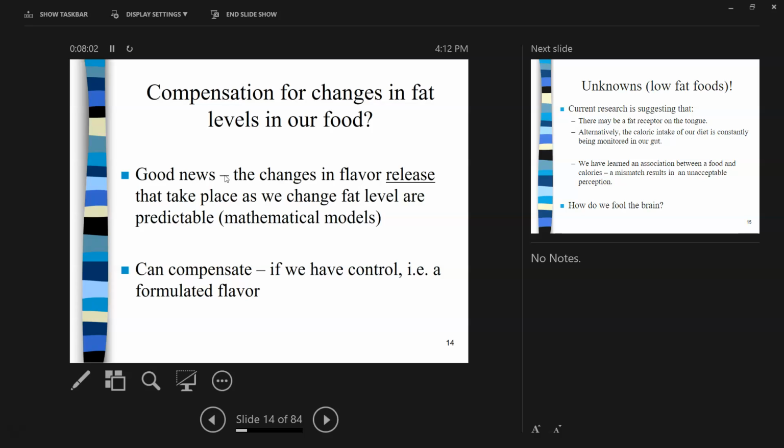So if it's a synthetic flavor, I know every chemical, I know the concentrations, I can fix it. If it's a natural product, it's a natural blend, I don't have the freedom to change that blend.